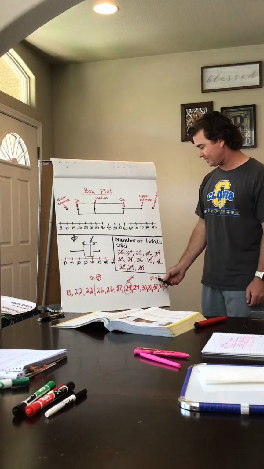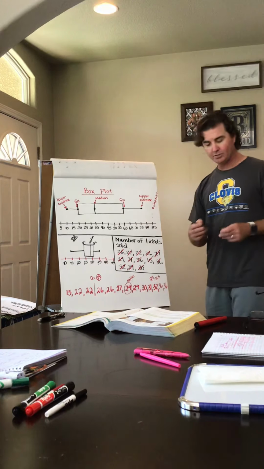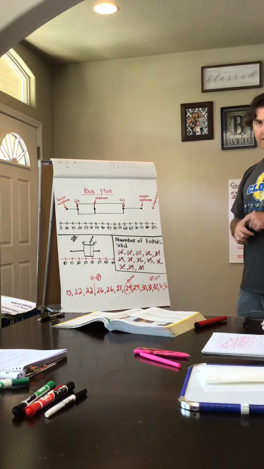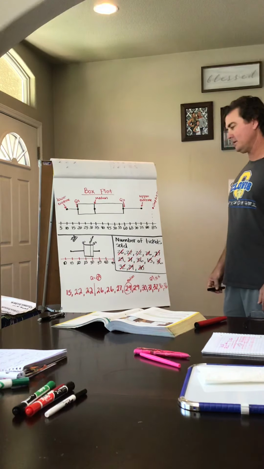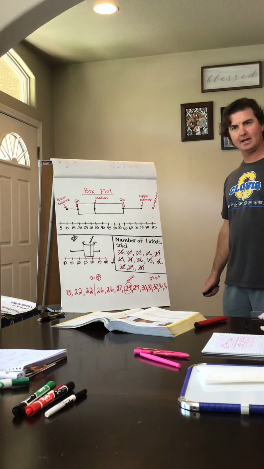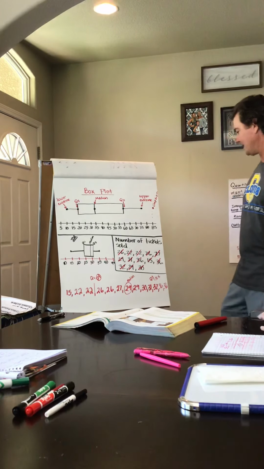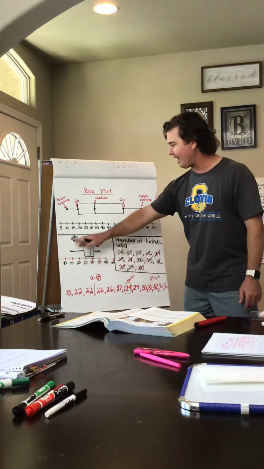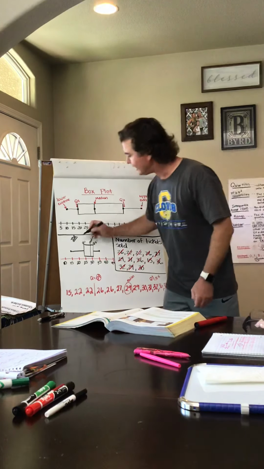We just subtract these two. 31.5 minus 24. Okay, that's a little harder math problem, but it's 6.5 or 7.5? 7.5. Okay, so it's 7.5 is my IQR. All right?